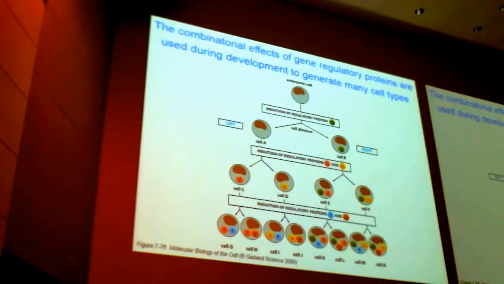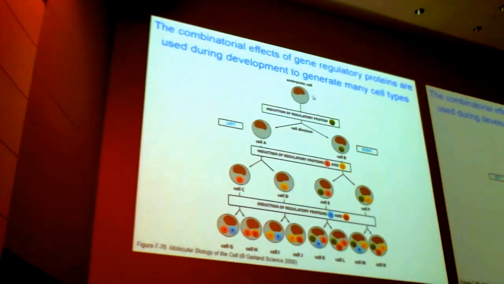Do you code for every single cell type's identity? That's not the case. You end up having combinatorial regulation, which means you begin with just, let's say, 5 protein types. Then you can get, by combinations, many, many, many more. What's illustrated here is with having just 3 proteins, how you end up getting 8 different cell types.